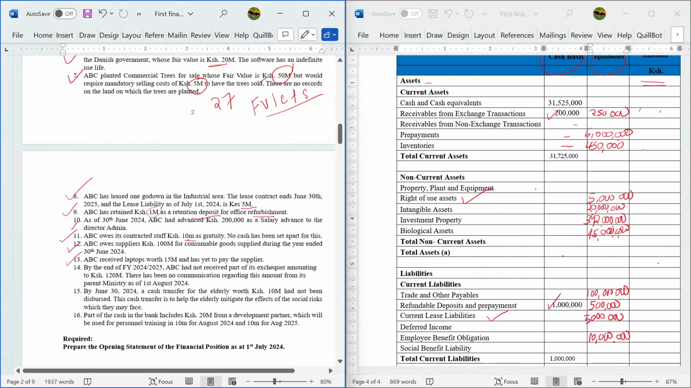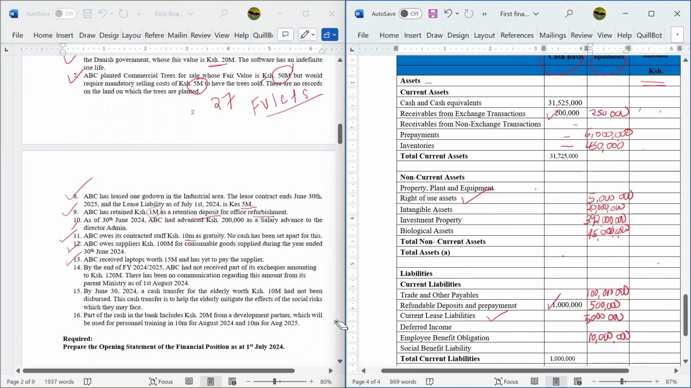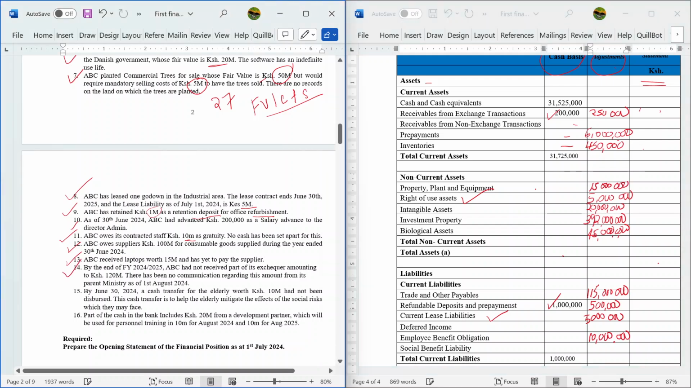Number 13, ABC received laptops worth 15 million and has yet to pay the supplier. So we will adjust this and write 115 million. We will add 100 million plus 15 million. Again, there is a double entry for this, 15 million for PPE. We are done with that. Let us go to number 14.